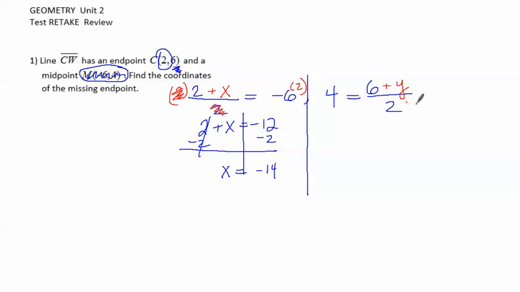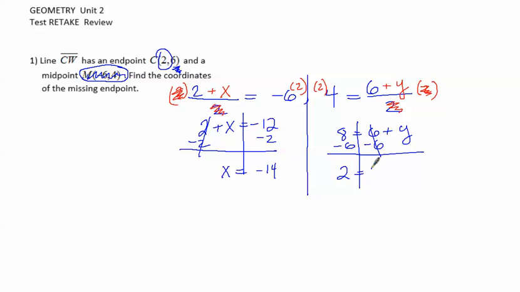You're going to follow the same procedure for the other equation. Multiplying times that denominator to get rid of it. And you have 8 is equal to 6 plus y. Subtract 6. And 2 is equal to y. So the missing endpoint, we know it's the coordinate negative 14, 2. That should be your answer.